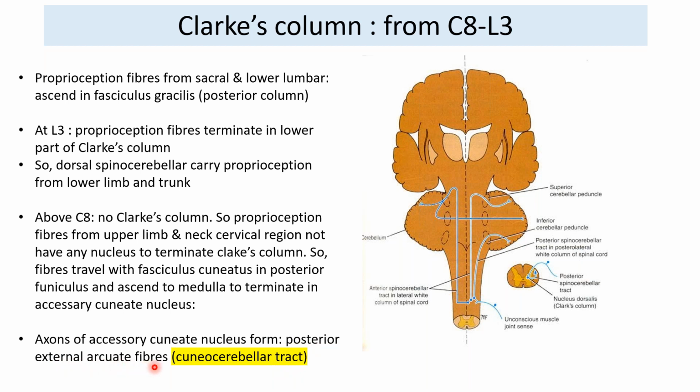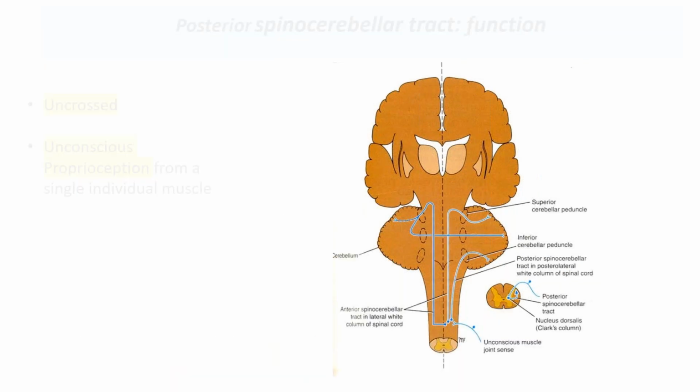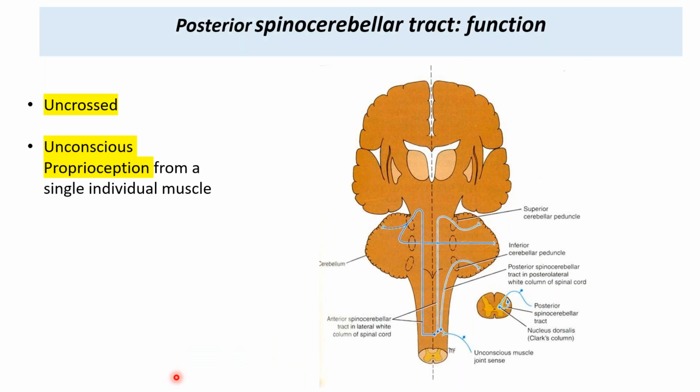We have learned about the internal arcuate fibers in terms of the dorsal column. So these are the fibers, axons of the accessory cuneate nucleus, which create the cuneo-cerebellar tract, the posterior external arcuate fibers. Now, what is the function? They are uncrossed and they bring about unconscious proprioception.